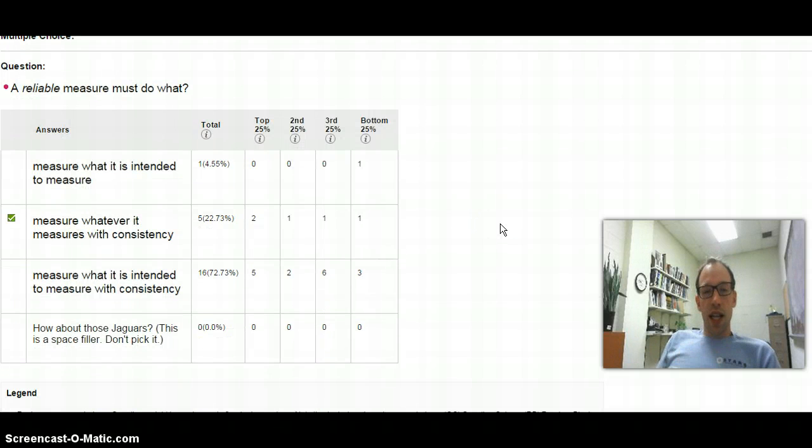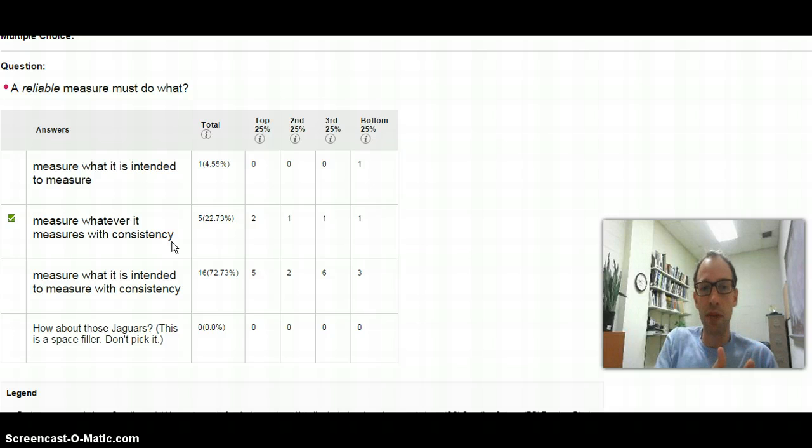Okay, this was one question that several of you pointed out as being frustrating, although I will say that this is a very good question and it's worded very carefully, not trickily. So when I say that a reliable measure measures whatever it measures with consistency, what that means is it could be totally measuring the wrong thing. Let me restate that. A reliable measure can completely measure something it's not supposed to.